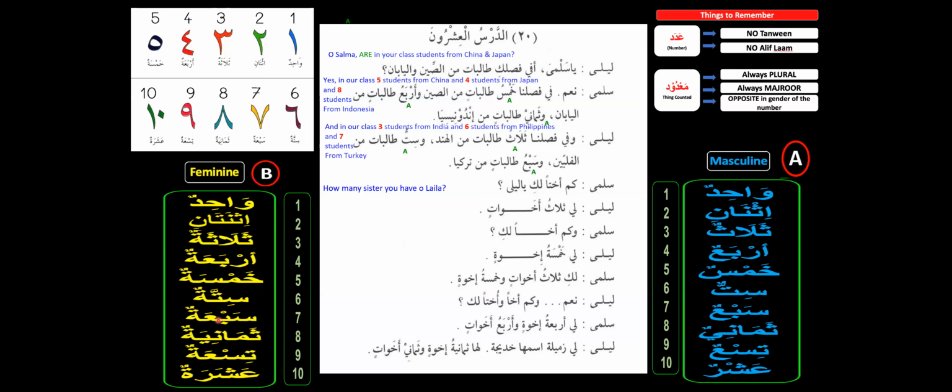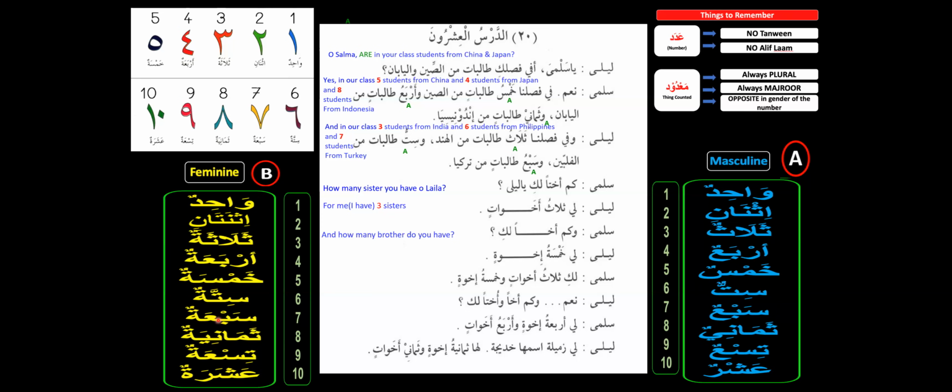So Layla is saying, in our class 3 students from India, and 6 students from the Philippines, and 7 students from Turkey. Then Salma is saying, kam ukhtan laki ya Layla, how many sisters do you have, O Layla? So Layla is saying, li thalathu akhawatin. Salma is saying, wakam akhan laki, and how many brothers do you have? So Layla is saying, li khamsatu ikhwatin. I hope it is clear.